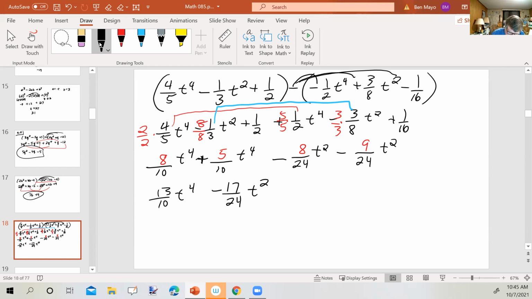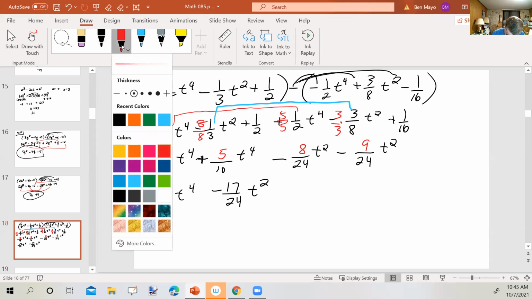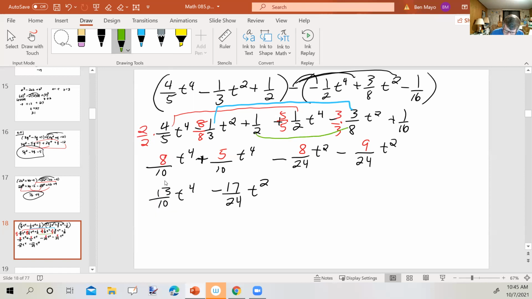Finally, the constant term. Let's see here. We'll do this in green. So we've got this one. Okay. Plus 1/2. Oops, I drew that to the wrong place. It goes all the way over here. Okay. Plus 1/2 plus 1/16, common denominator there is 16. So plus so many 16ths plus so many 16ths.